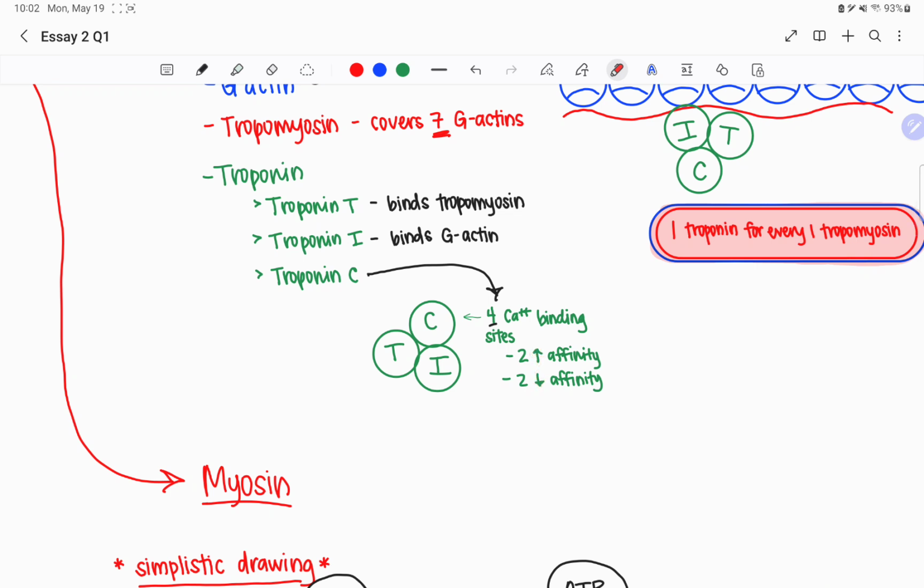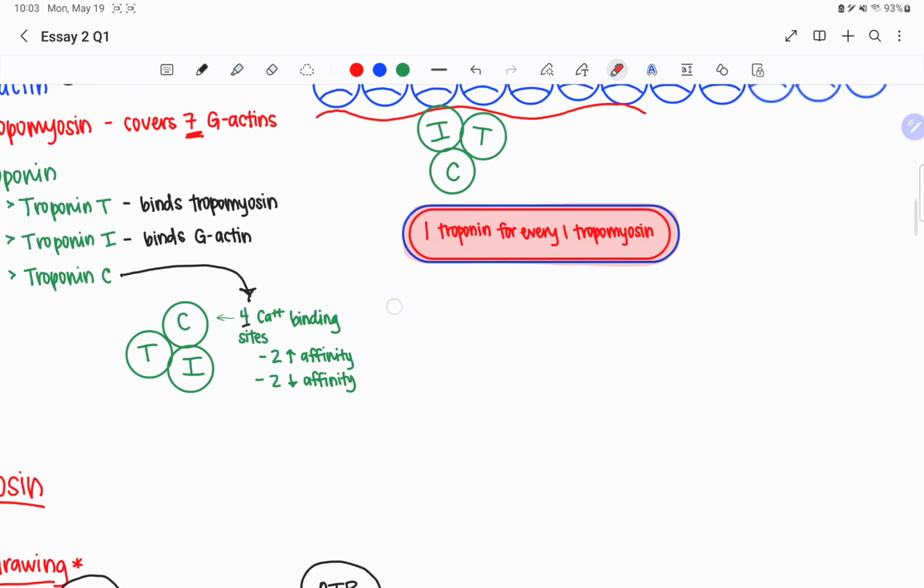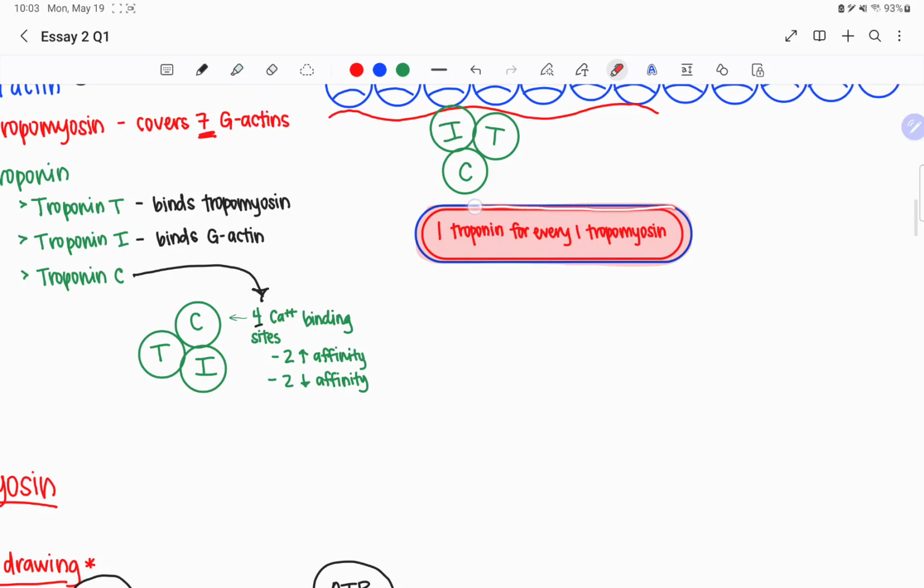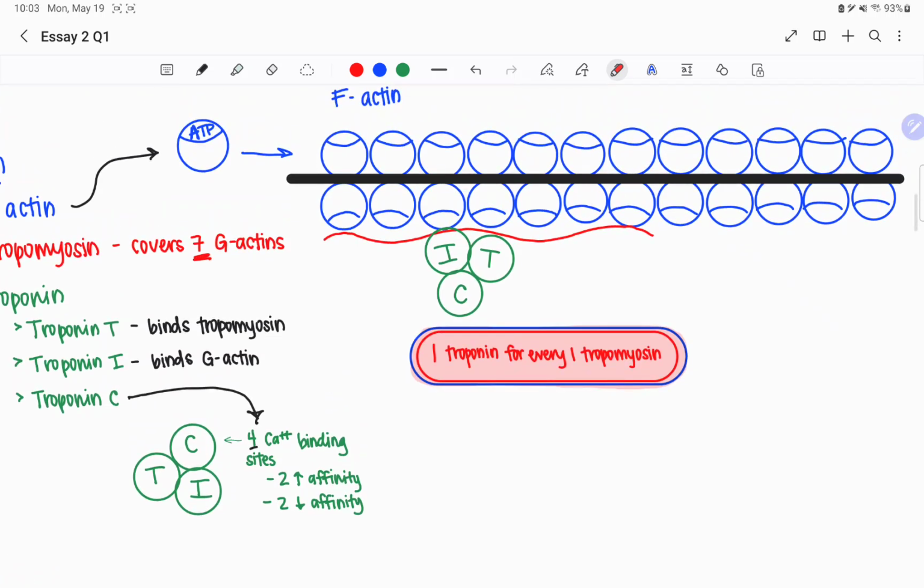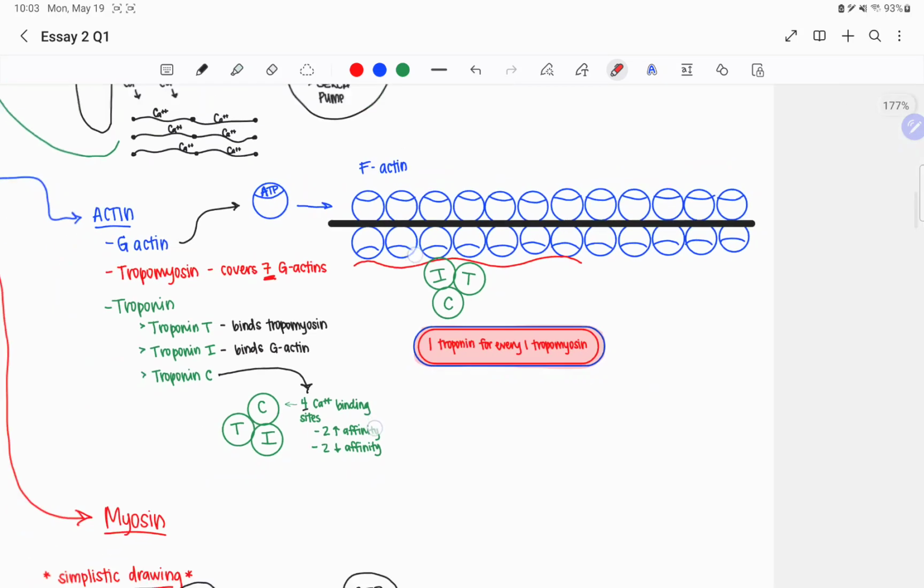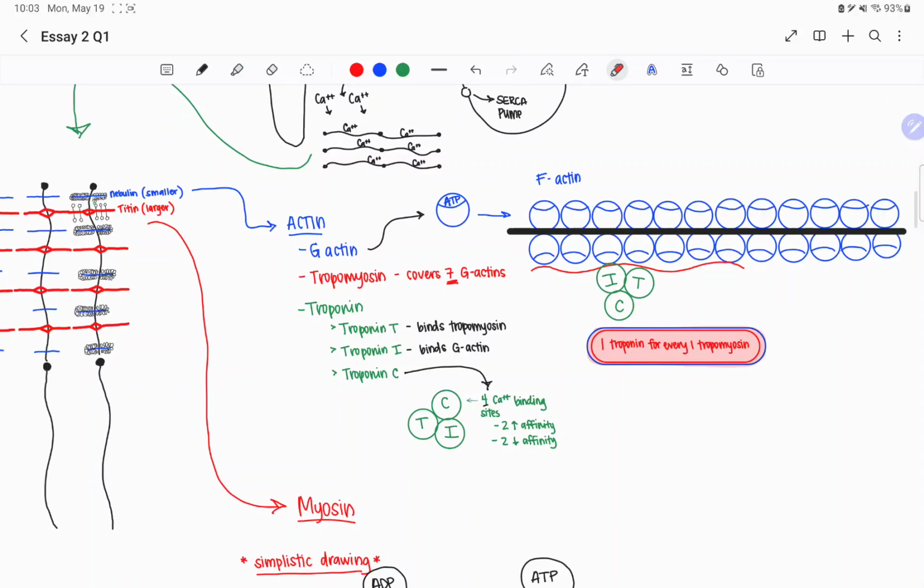Okay, so the high affinity, we're going to hold on to it really well, right? And then the low affinity, they're easier to kick off. They're not always bound, okay? Now it's important to remember, I have it highlighted here, there is 1 troponin for every 1 tropomyosin. So if tropomyosin covers 7 G-actins, then that means there's also 1 troponin for every 7 G-actins, okay? So that kind of makes up the nebulin filament, what's going on there.